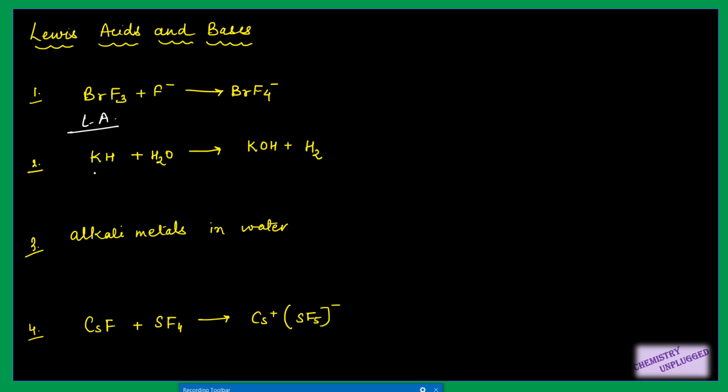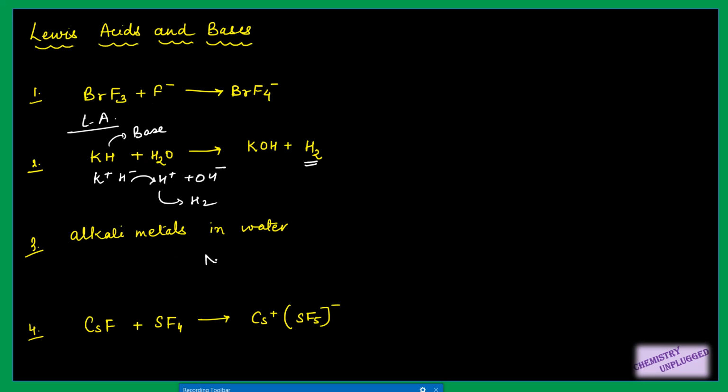Then in this case, you can write it in this form, then it will be easier to understand. This H minus from KH goes to the H plus of H2O to form H2. So this H minus is donating its electron pair to the water. That is why this KH is acting as a base here, a Lewis base. It is donating electrons.